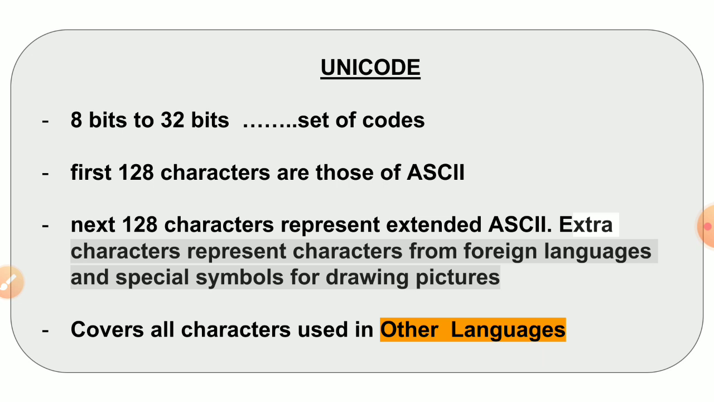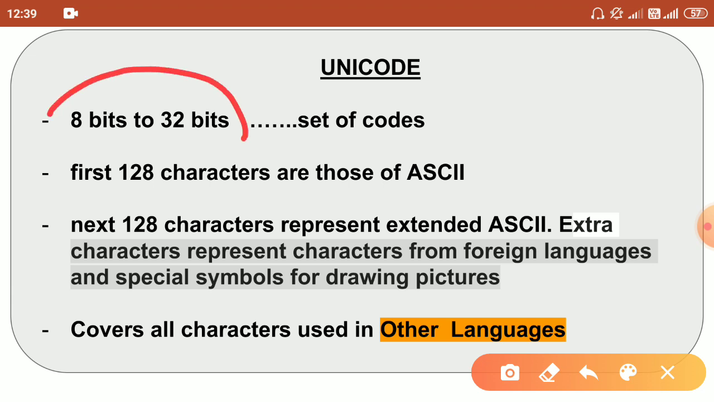Unicode character set uses 8 bits to 32 bits. There is UTF-8, UTF-16, UTF-32 according to the requirement, starting from 8 bits up till 32 bits. So that means what? Recall that ASCII used only 7 bits, but here you can see that Unicode can use up till 32 bits. That means it can store way more characters than ASCII.